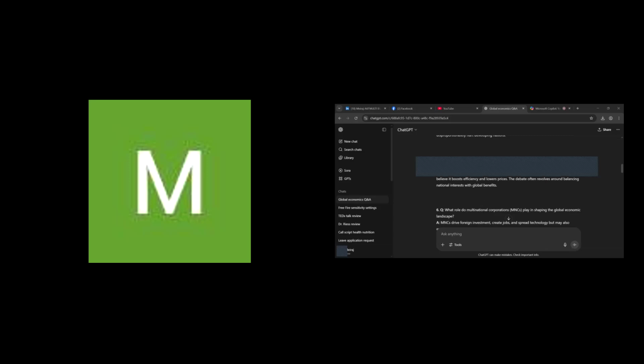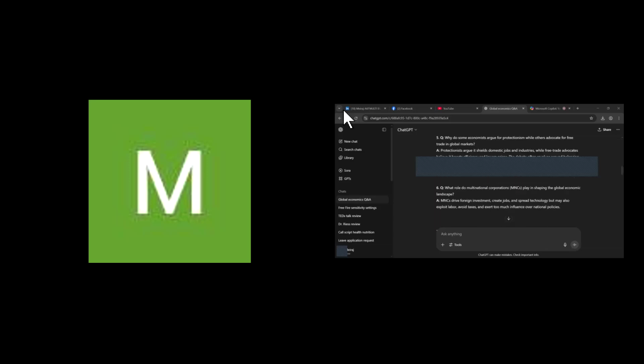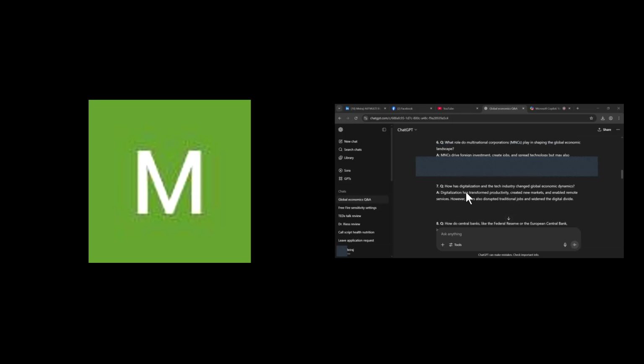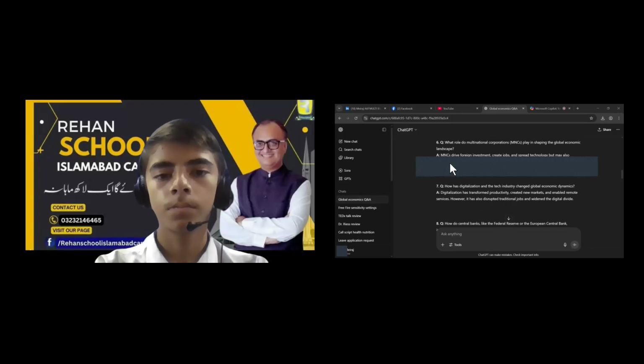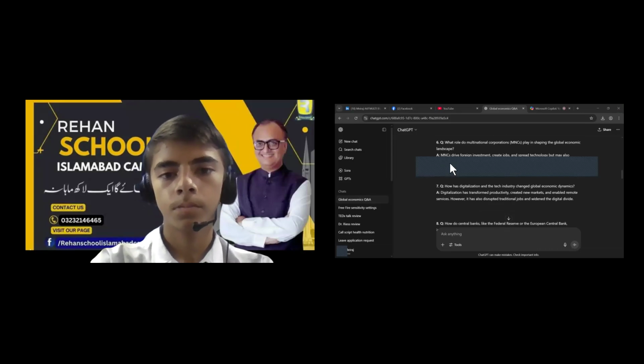Okay, Copilot, my next question is, what role do multinational corporations play in shaping the global economic landscape? Multinational corporations do play a pivotal role in the global economy. Their ability to operate across borders boosts trade, creates jobs, and can drive innovation. Yet, they face scrutiny over issues like tax avoidance and labor practices. What aspects of their influence interest you?